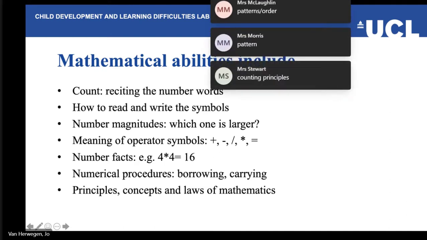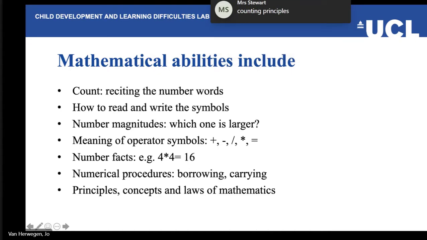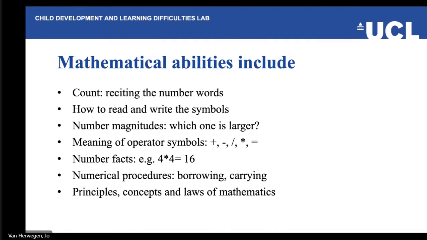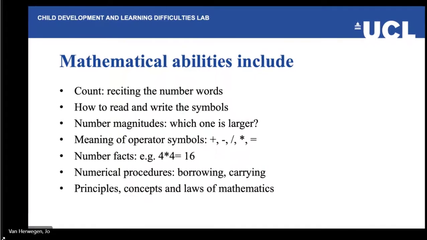And obviously we start off by reciting the number words, and I've got another slide later on around counting in more detail. People might also have mentioned reading and writing of symbols. Someone else mentioned number magnitudes, knowing which one is larger, and that helps us to estimate very quickly which is a larger number or how much we need. We also have meaning of operators and symbols. What's a plus, what's a minus, what's a multiplication.